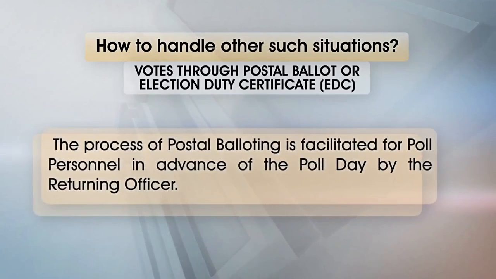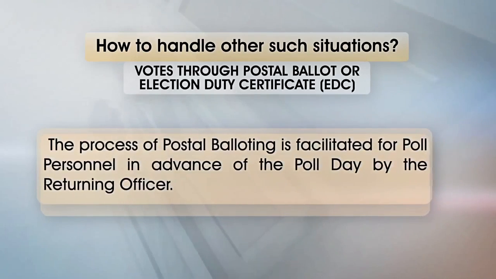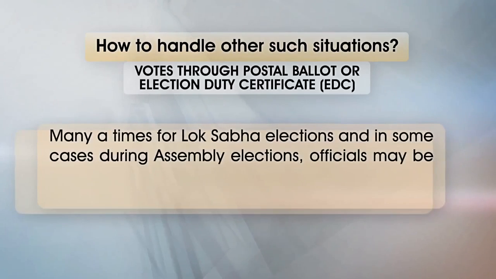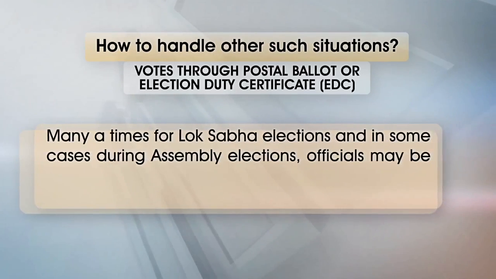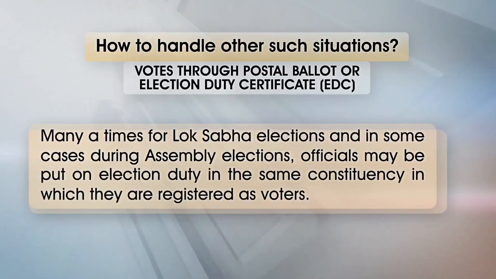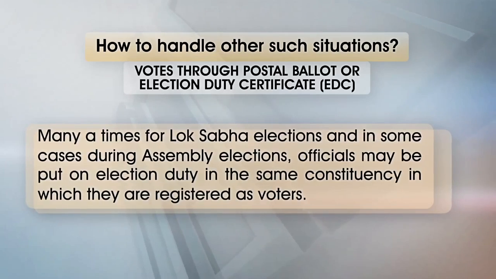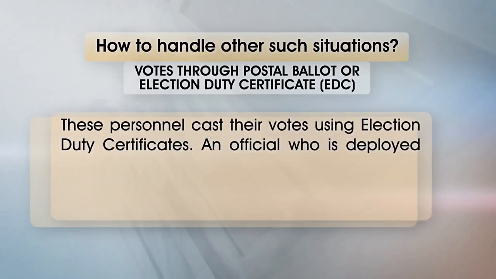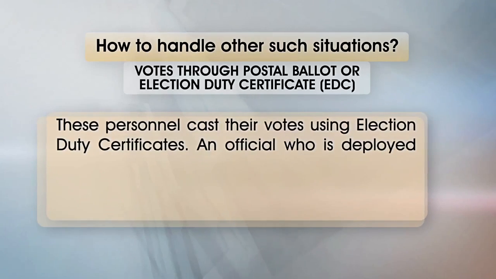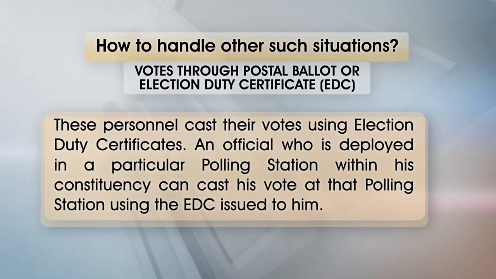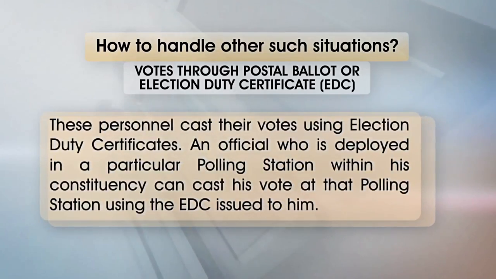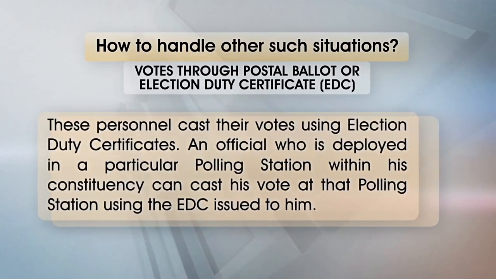The process of postal balloting is facilitated for poll personnel in advance of the poll day by the returning officer. Many a time for Lok Sabha elections, and in some cases during assembly elections, officials may be put on election duty in the same constituency in which they are registered as voters. These personnel cast their votes using election duty certificates. An official who is deployed in a particular polling station within his constituency can cast his vote at that polling station using the EDC issued to him.